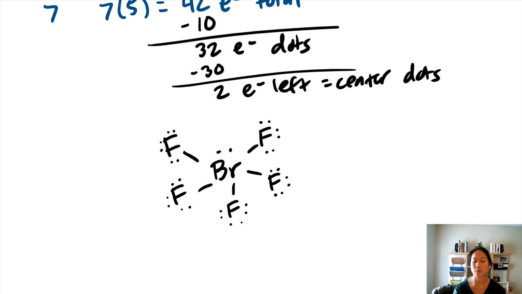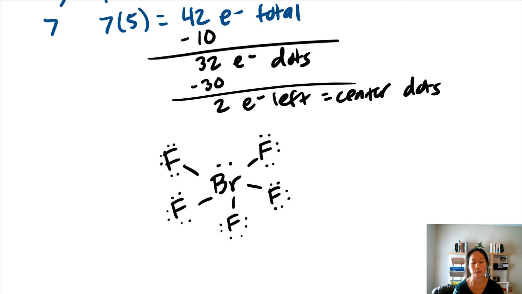Okay, check your answer. Number 1, did you use the correct number of electrons? Yes, you did. You have 42 electrons in your picture. And you can literally count them if you want to. Step 2, does every atom obey the octet rule? Check the fluorines. Yep, each fluorine has 8.